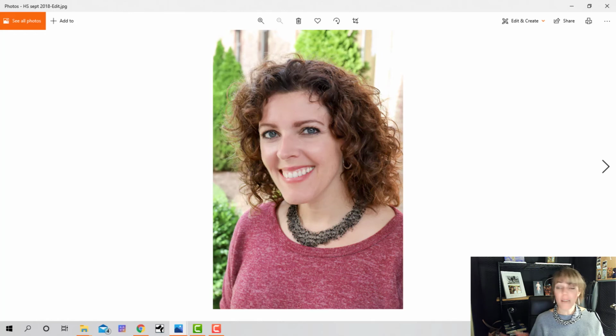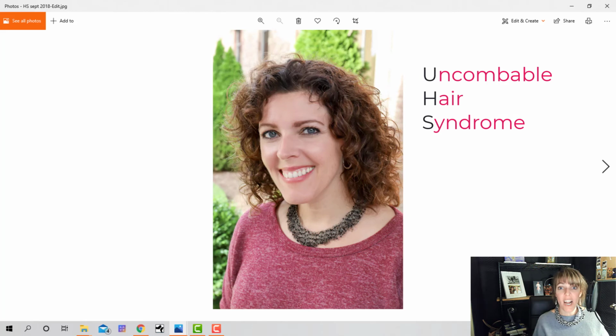I'm all for curls. I'm all for natural hair. But this just looks like a mess. And my hair always looks like a mess. I have something called UHS. It's a real thing. UHS. You can look it up. It stands for uncombable hair syndrome. You cannot comb my hair. I will break the comb. I will break the brush. This hair right here, it does not comb.